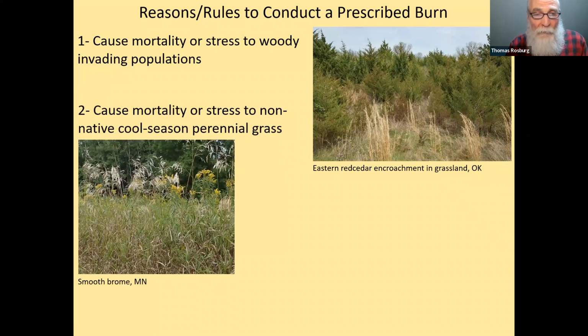Likewise, cause mortality or stress to non-native cool season perennial grasses, another very common problem. Brome, as we see here. But again, when you do this, it's helpful to think about, well, when is the best time to do this? It's not the same time for both of these species. Smooth brome would be the second week of May or so. And well, you can probably kill a cedar about any time. So I might have to reverse that.